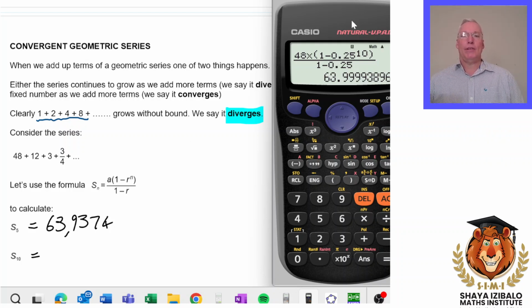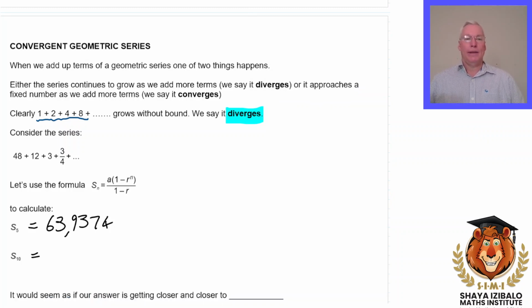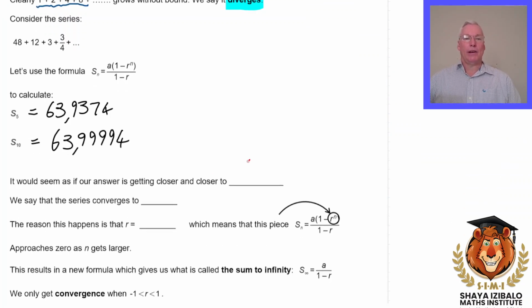63.99994. Let's write it down. It would seem, and I'm hoping you would agree, that the answer is getting closer and closer to 64. And we say that the series converges to 64. It approaches 64. The more and more terms we add, the closer it gets to 64.